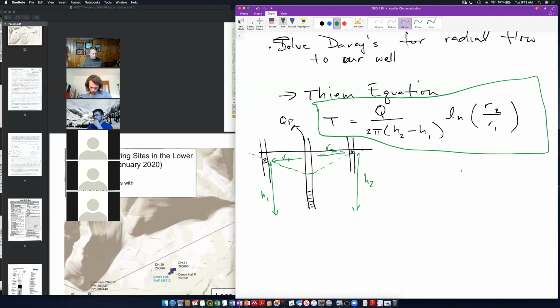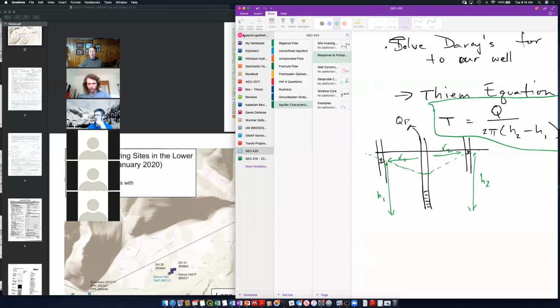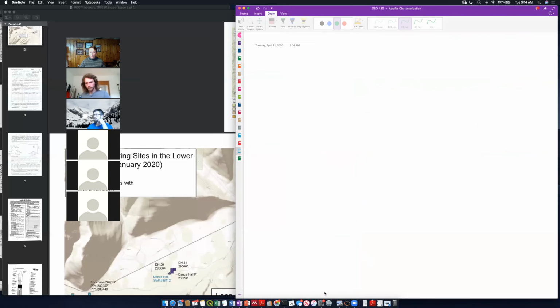Okay, so this is our first, simplest method to try and get at transmissivity if we've got a steady state cone. But the bottom line is, in life, we never have, or rarely have, a steady state cone. So we're going to look next at transient flow and the Theis equation.